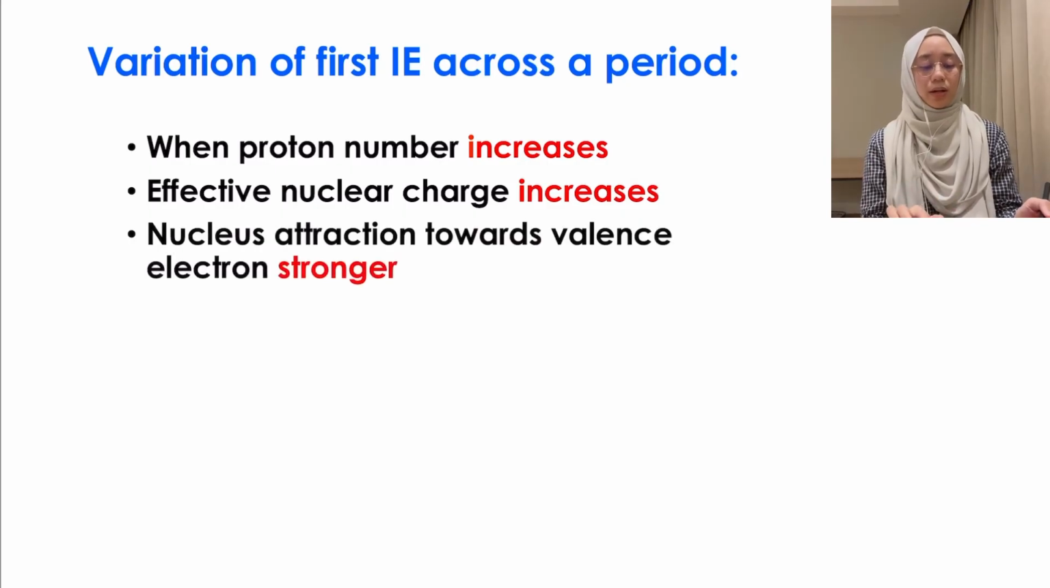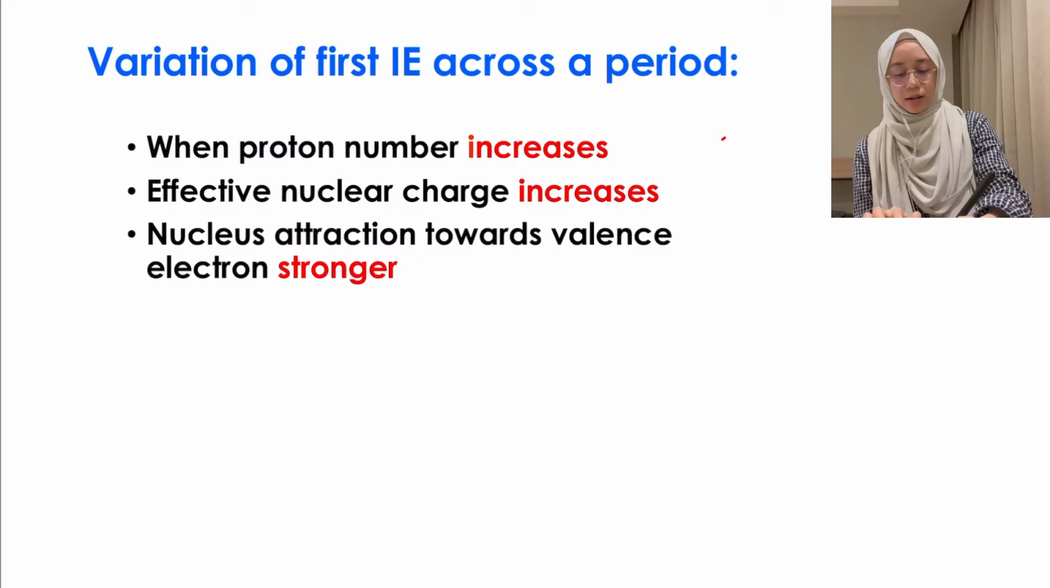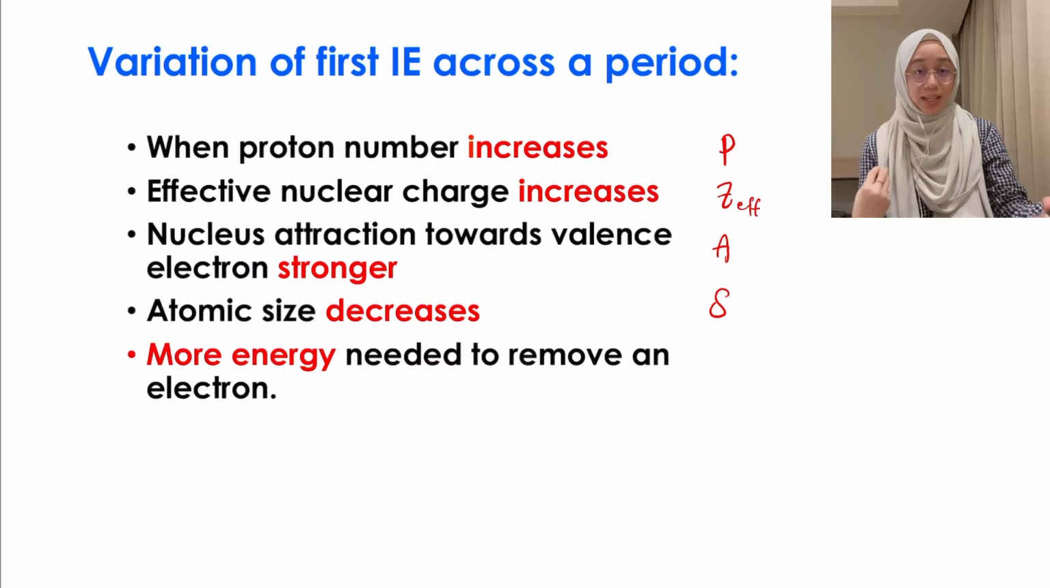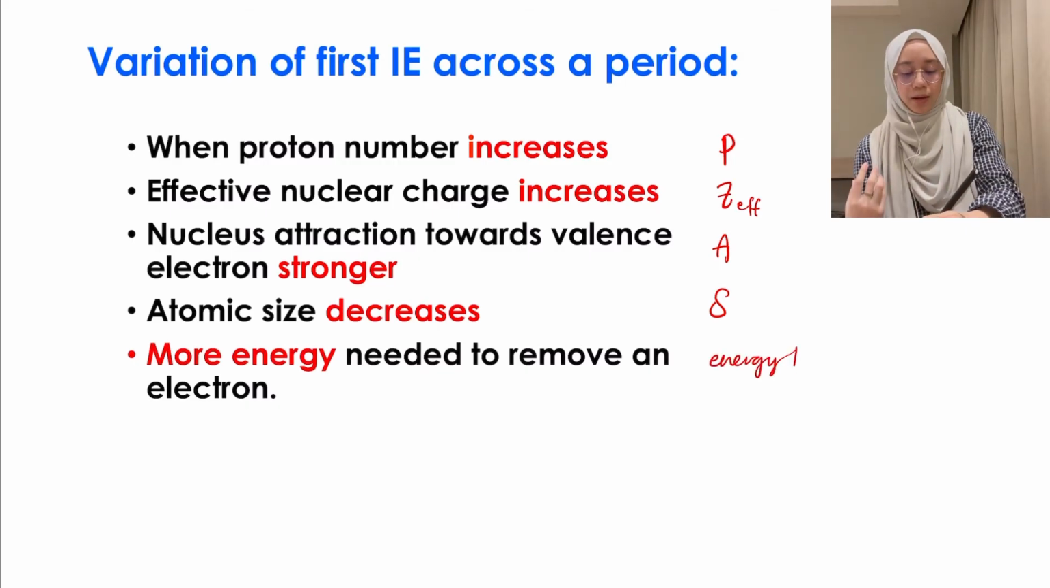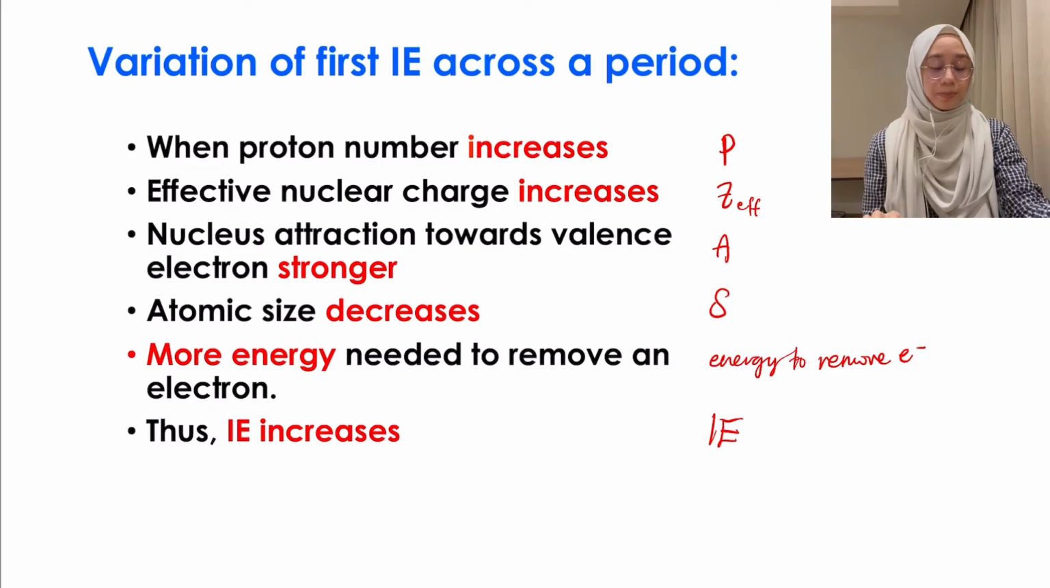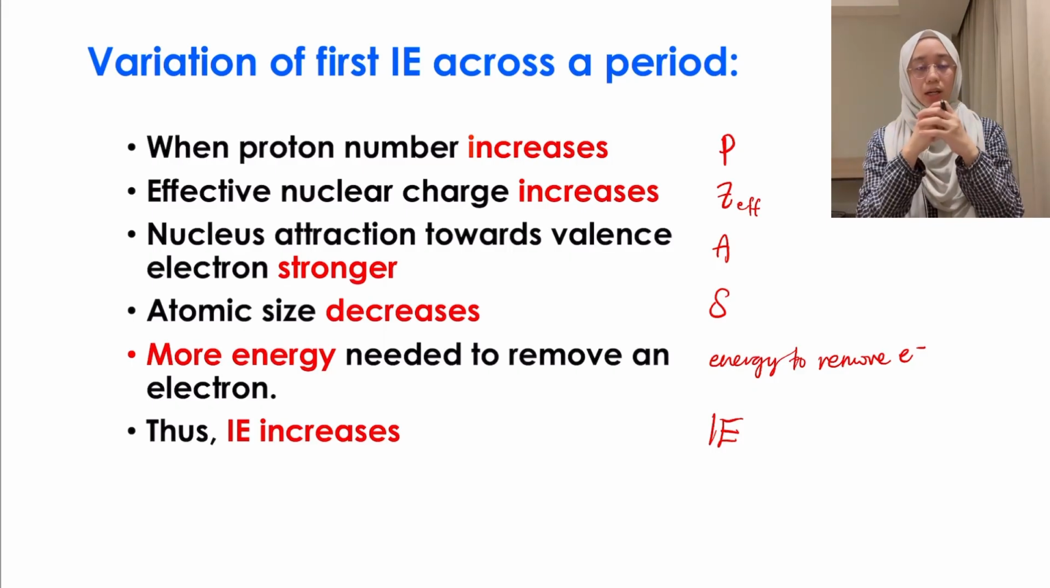Okay, so proton number, and then kita cakap pasal P kan, and then kita cakap pasal ZEF, and then we are going to talk about the attraction forces, and then we are going to talk about the size. So more energy ataupun less energy, so yang ni adalah energy to remove electron. Okay, and then baru kita cakap pasal IE. So ini across a period. Okay, jadi specifically, generally going across the period, since the size becomes smaller, so attraction force is stronger, so the value of IE higher. Okay, it increases.